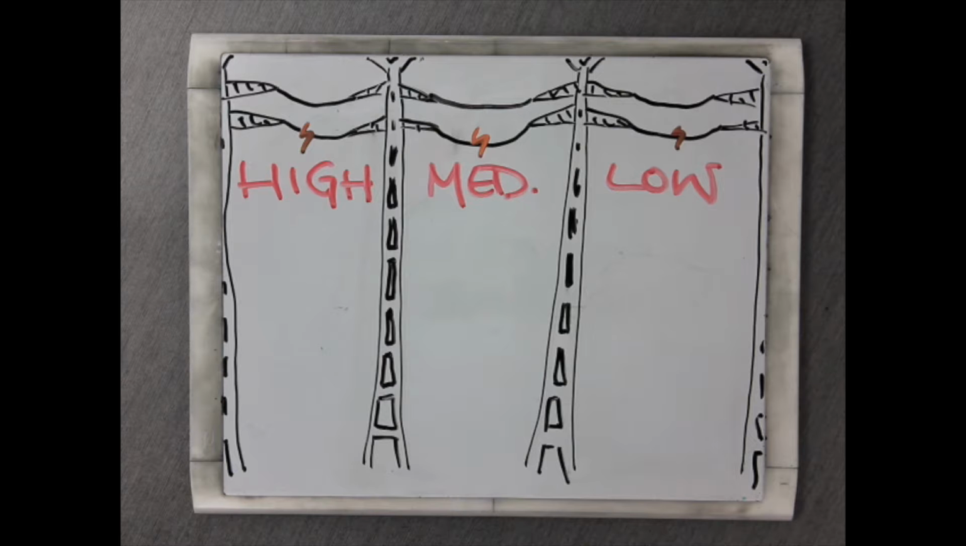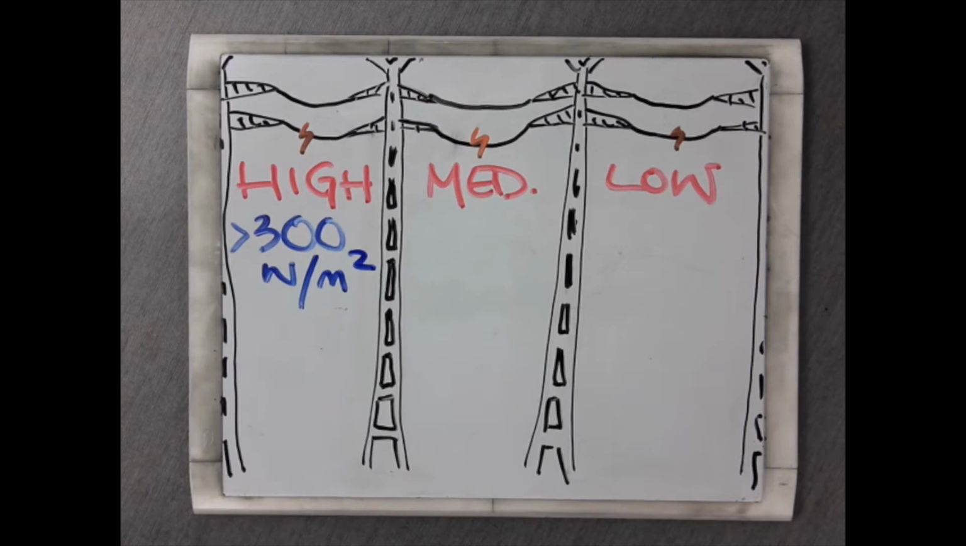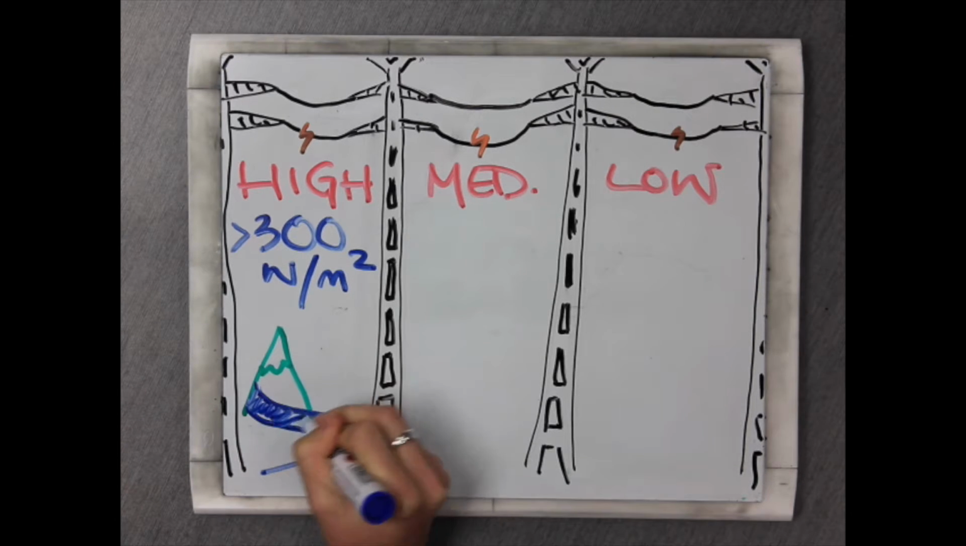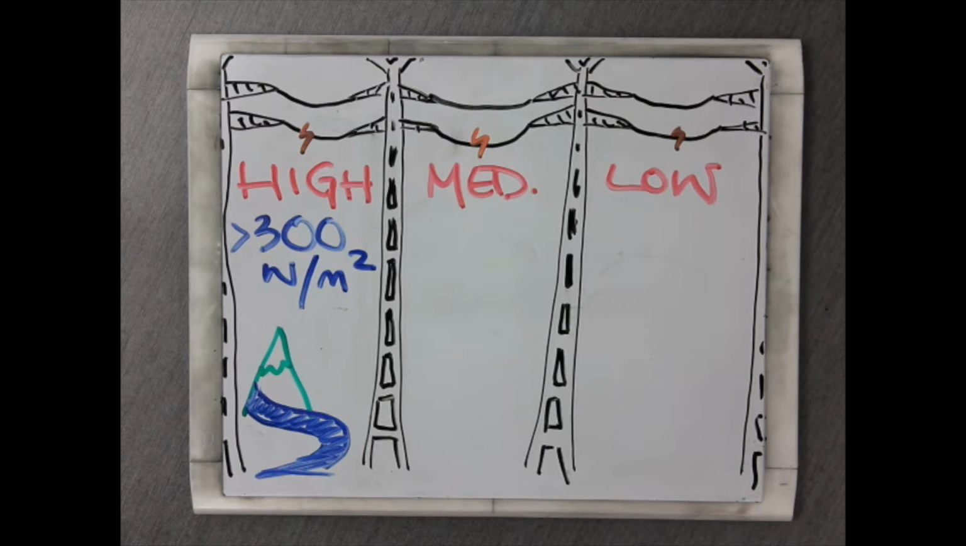There are three energy categories: high, medium, and low. High energy systems have an energy of more than 300 watts per meter squared. This happens mainly in valleys with a high slope and confined or partly confined valleys.